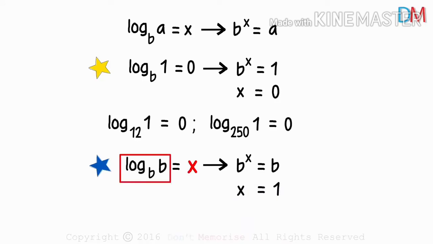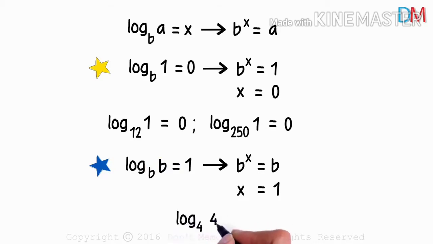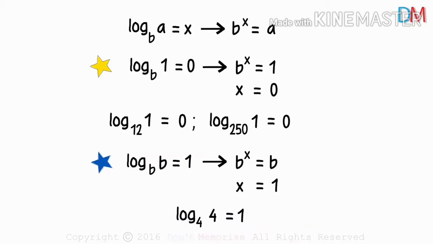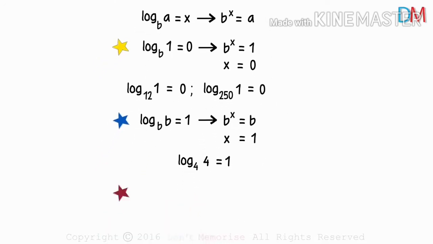The log of b to the base b will equal 1. If the argument and the base are the same, then the logarithm will be 1. For instance, the log of 4 to the base 4 will be equal to 1. That was the second property. The third one is pretty cool. It talks about the log of b raised to n to the base b. Assuming this equals x, try writing this in the exponential form.